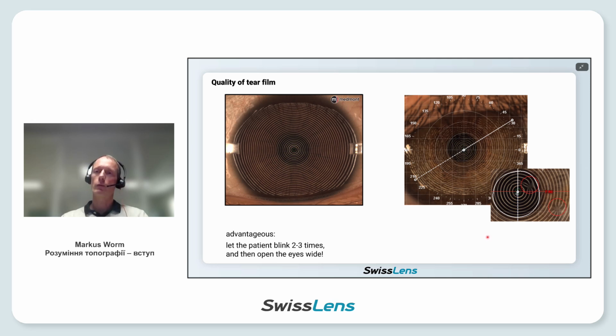I like to recommend you, let the patient blink and then ask him to open his eye wide. When you're then taking the topography, it will give you a very good tear film and a large coverage of the cornea.